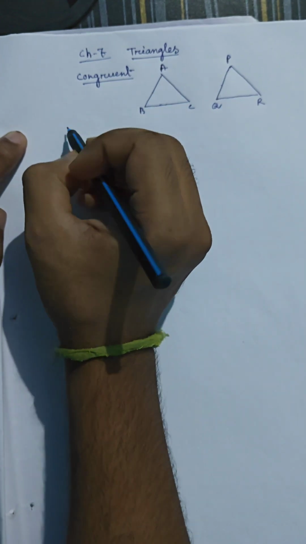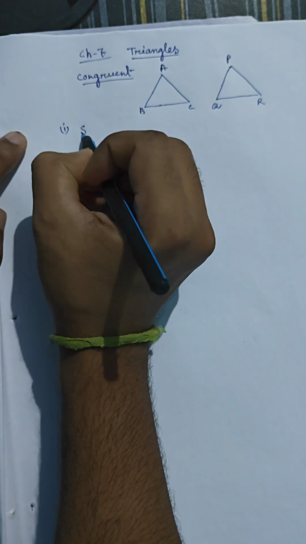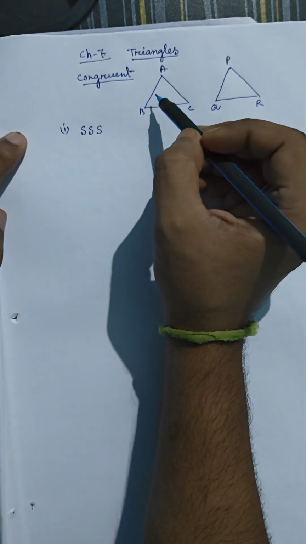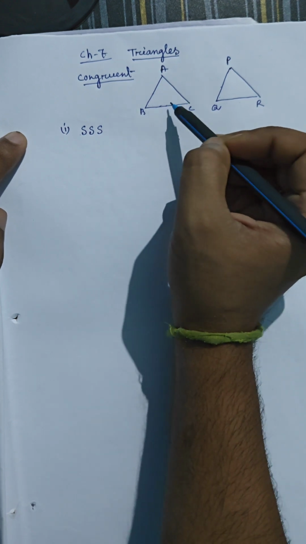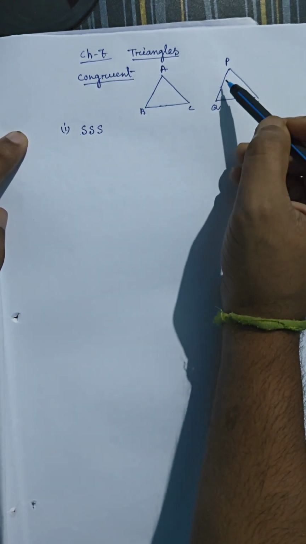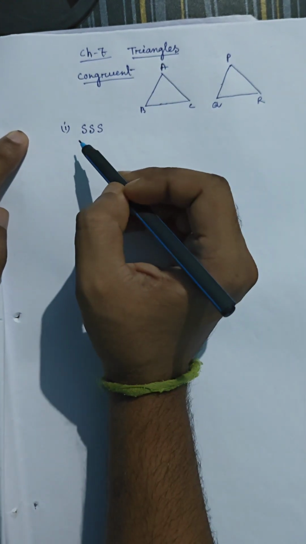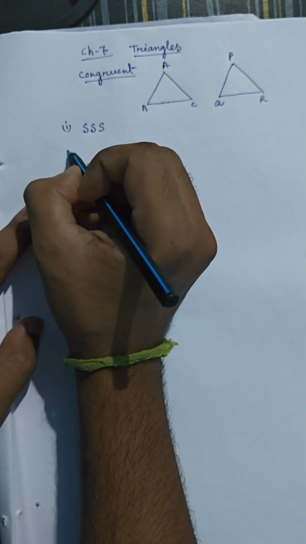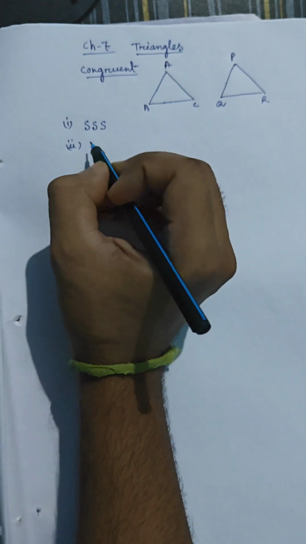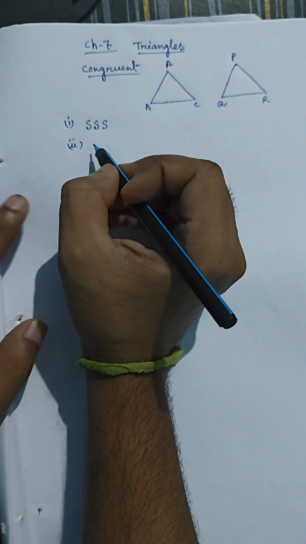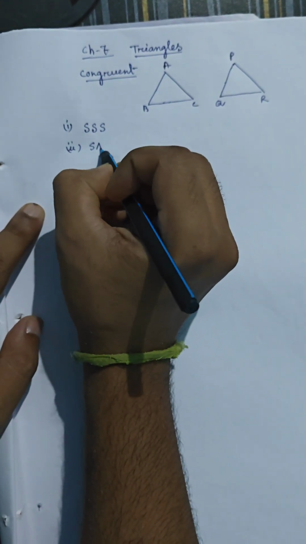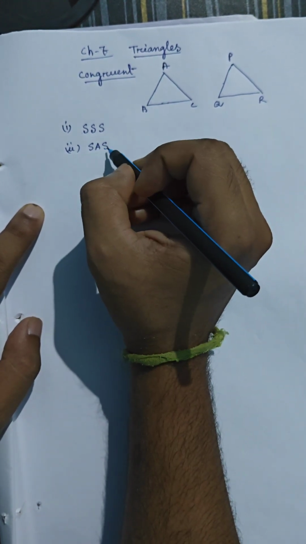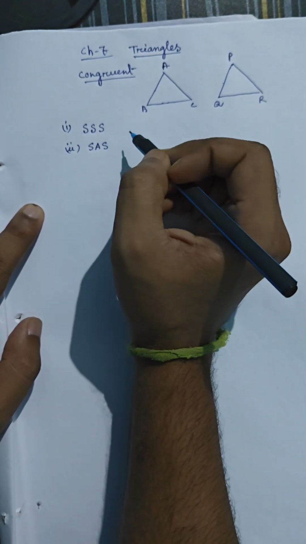There are 5 criteria here. First one is SSS, that is side. If all the sides of triangle ABC are equal to all the sides of PQR, then we will apply this SSS criterion. Number 2 is SAS. Means what? If two corresponding sides of two triangles are equal.